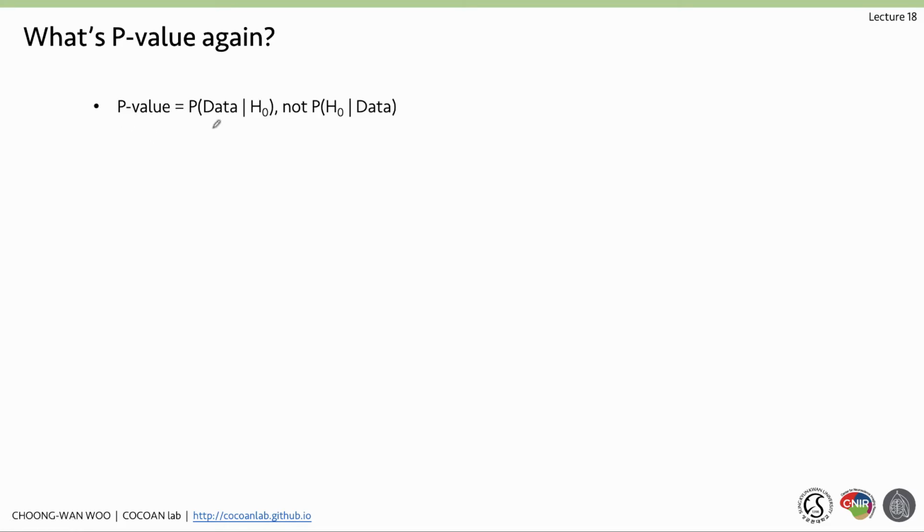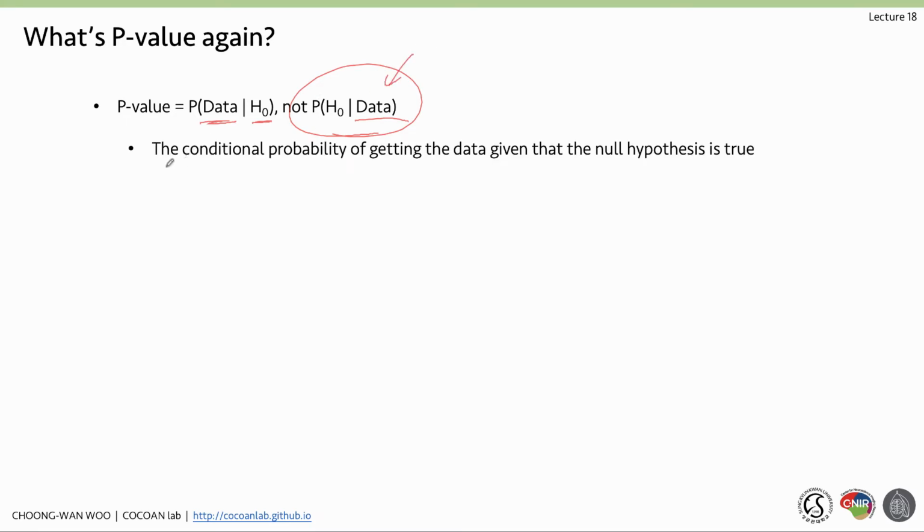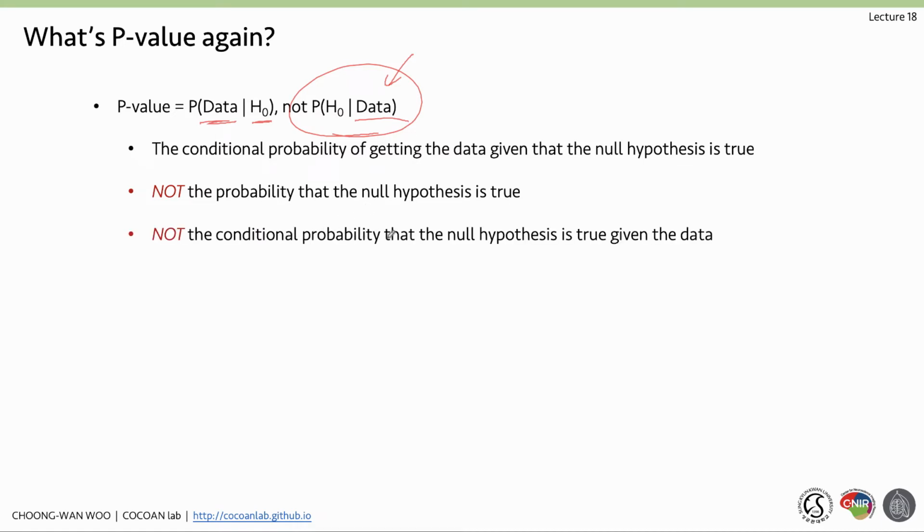So as I said, the p-value is the probability of observing data given the null hypothesis is true. It's really not the probability of the null hypothesis being true given the current data. But intuitively, we may think the meaning of the p-value is like this, but it's not true. So basically, the p-value is the conditional probability of getting the data given the null hypothesis is true, and not the probability that the null hypothesis is true, and not the conditional probability that the null hypothesis is true given the data.